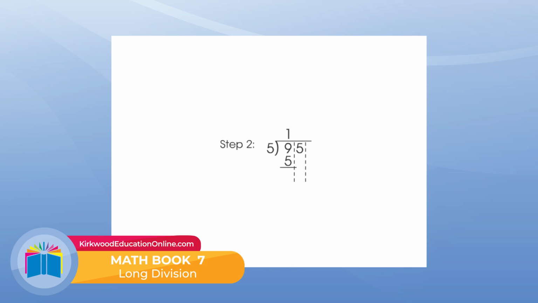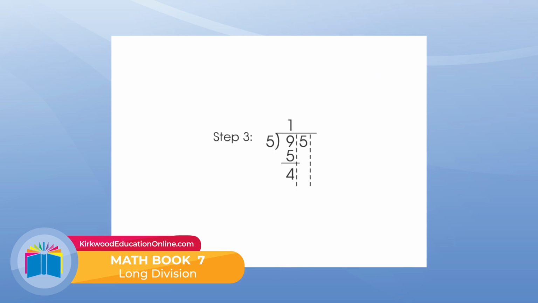Step 2, divide the divisor, the number 5, into the first number of the dividend. The dividend is the number that you're going to divide it into. In our example, 95 pieces of candy is the dividend. 5 is the divisor. Divide 5 into 9 goes 1 time.